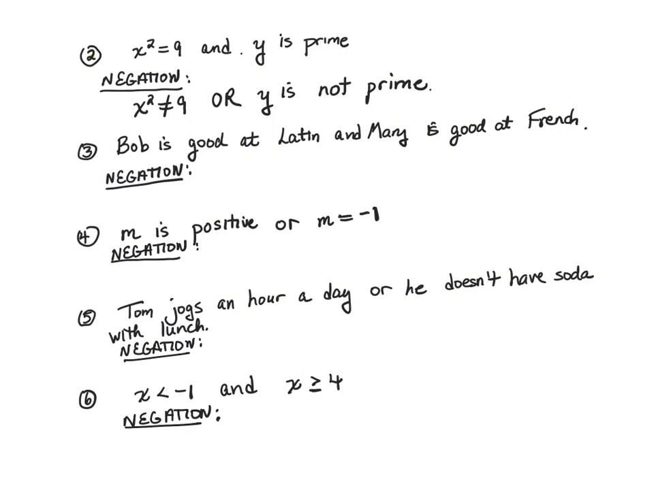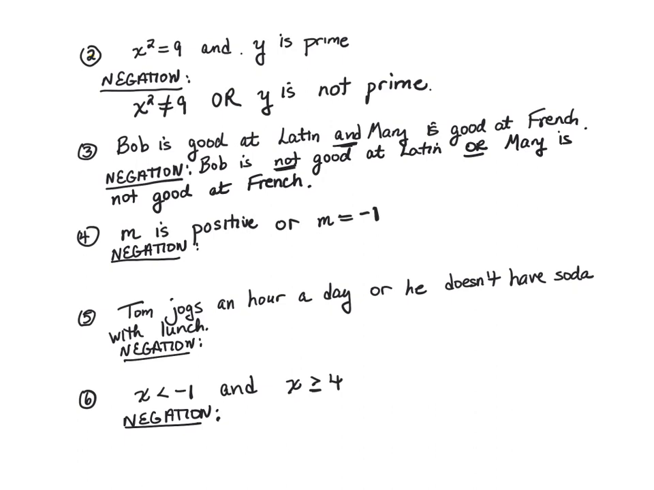So the negation of number 3 would be Bob is... now identify the simple statements. We see the word and, so we know that becomes or. The simple statements are to the left and to the right. So Bob is not good at Latin, or Mary is not good at French. Note the not should be there, and the or. All right, and the negation for number 4 is m is not positive, right? And m does not equal -1. That would be an easy way to negate it.